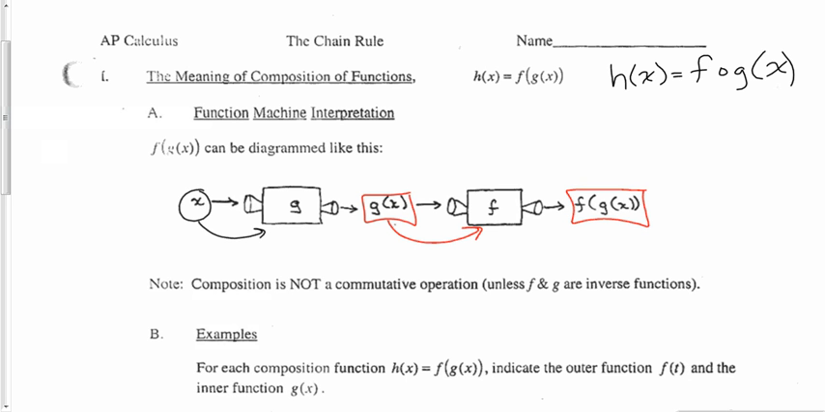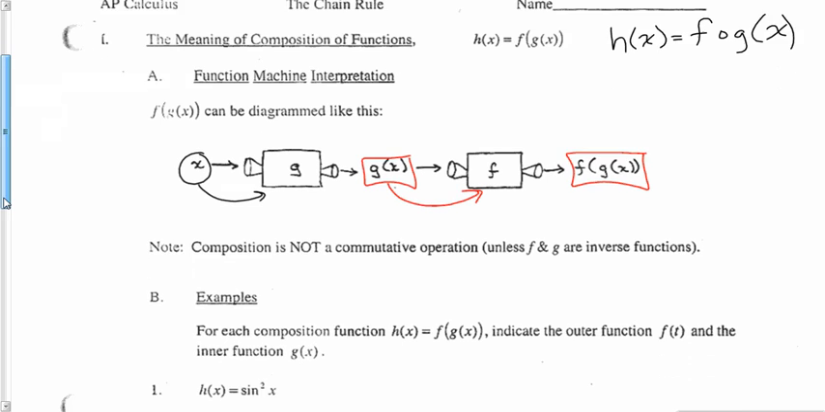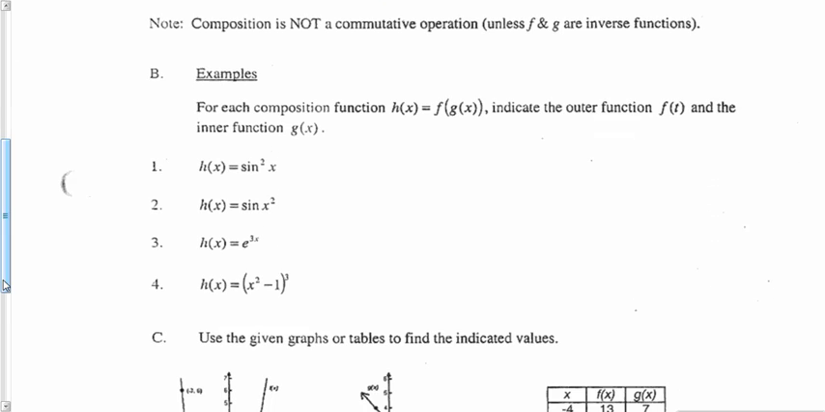So this is what we mean by a composition function, where we're plugging x into something, getting an output, plugging it into another function, and getting a new output. So this is not commutative. We have to do one at a time. For these composition functions, we have what's called an outer function and an inner function. The inner function is whatever it is you're going to do first.